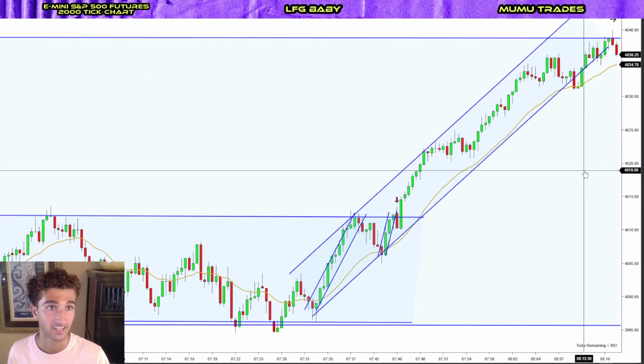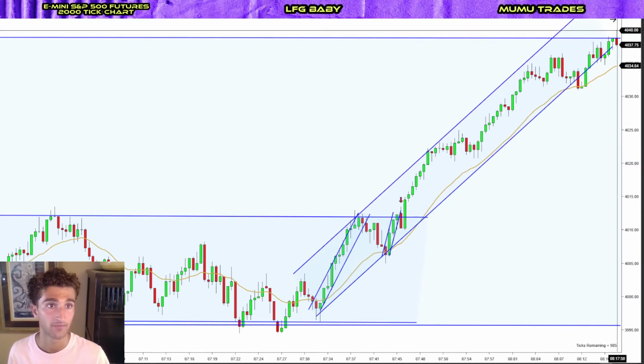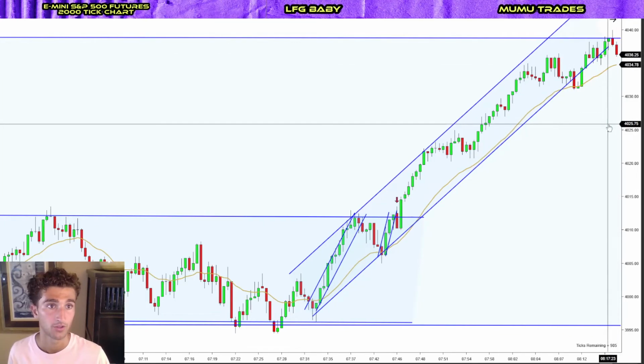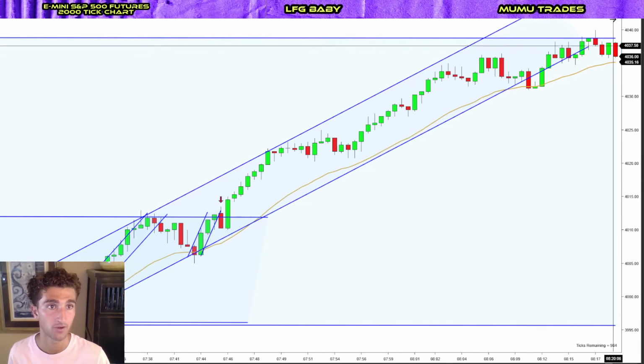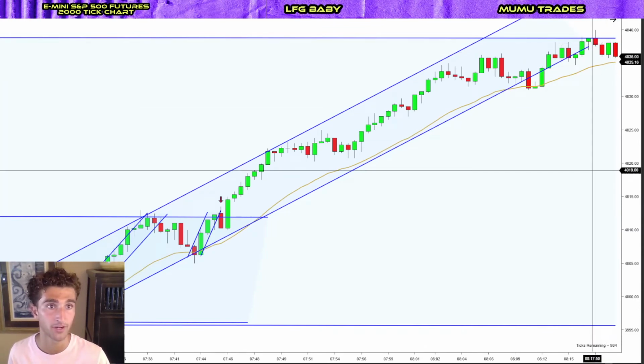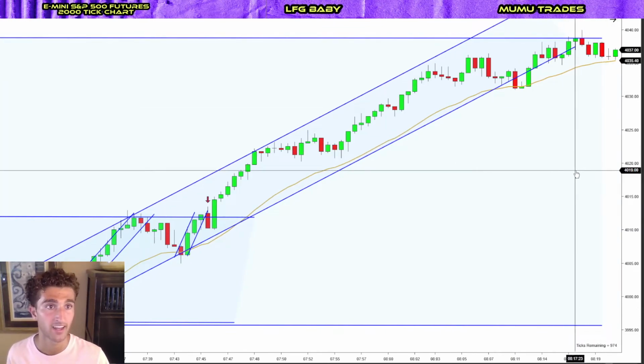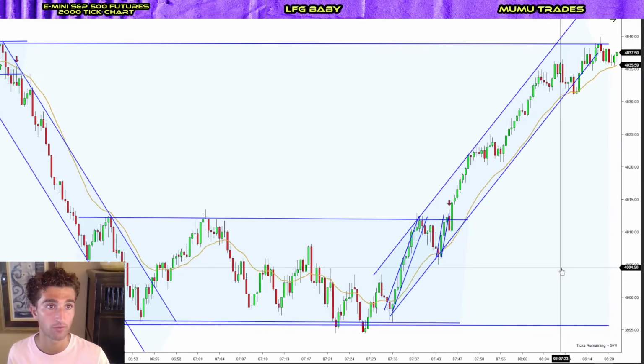And we actually have a second entry long right there. So we have a new high. We went down. We had a first entry long because this bar was one tick above the green one. We pulled back again and a second entry long formed.